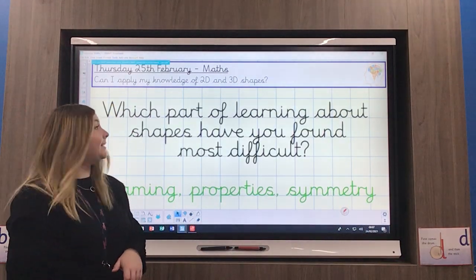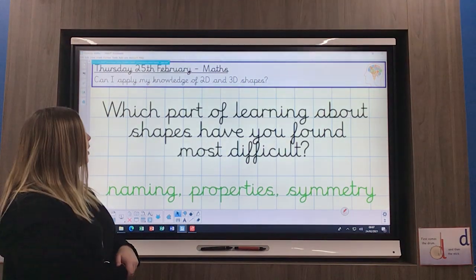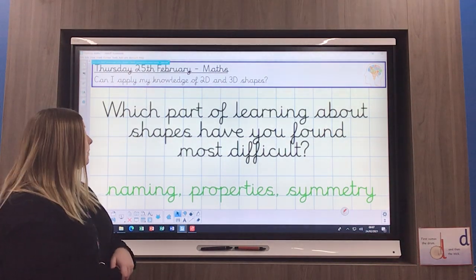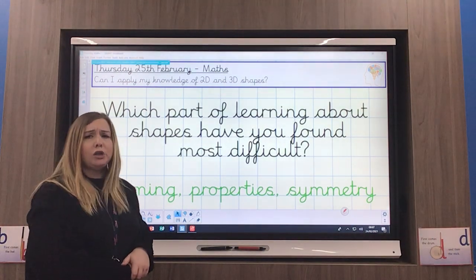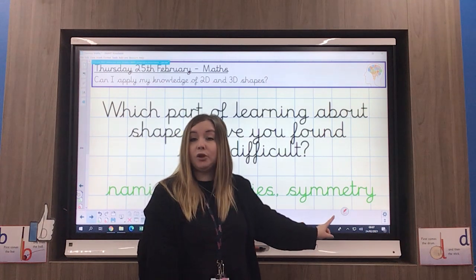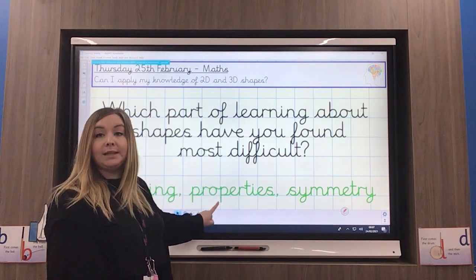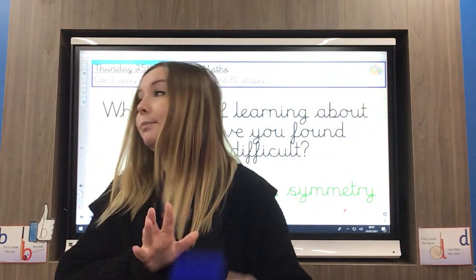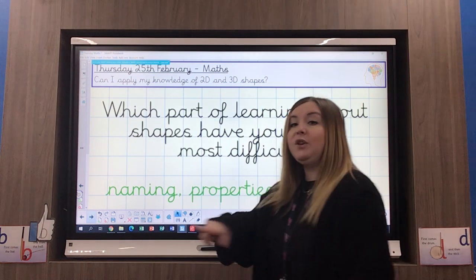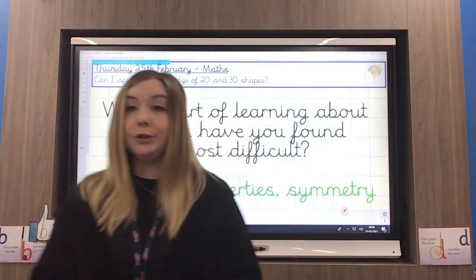Let's end today's lesson then with a little question. Which part of learning about shapes have you found most difficult? So if you found the symmetry part of it difficult, have you found the properties part of it difficult, especially when looking at our 3D shapes? Or have you found remembering the names of those the most difficult?